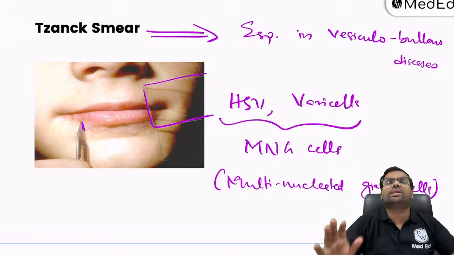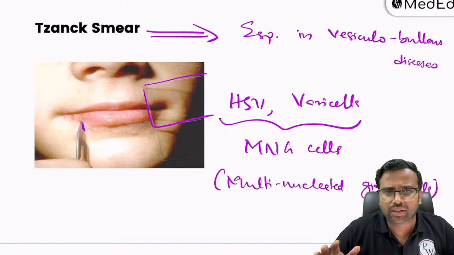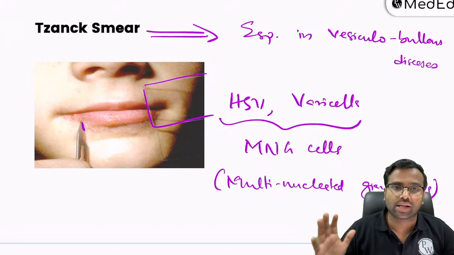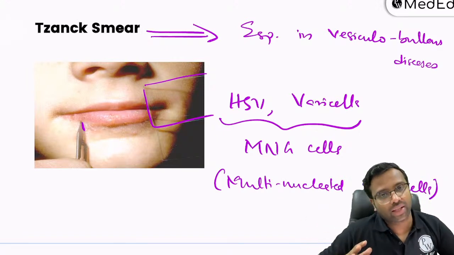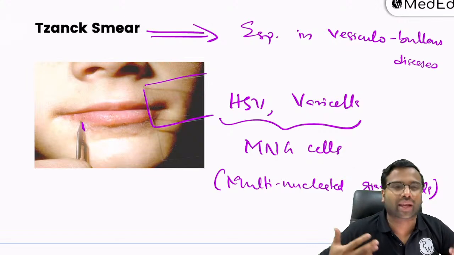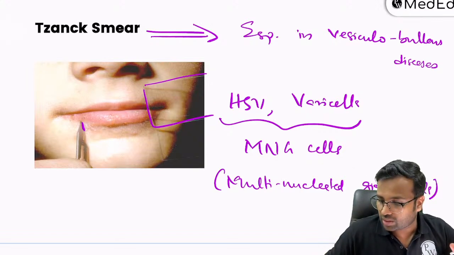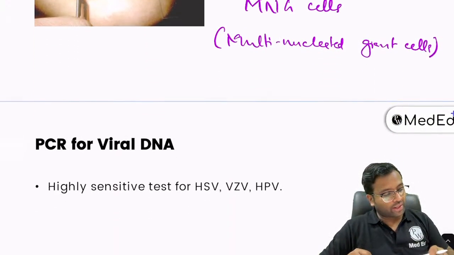And we can do this in multiple vesiculobullous diseases, like for example in pemphigus. Even though pemphigus is not an infection, there also we do the same test. That is where you can find acantholytic cells and all. Okay. Thank you for responding.